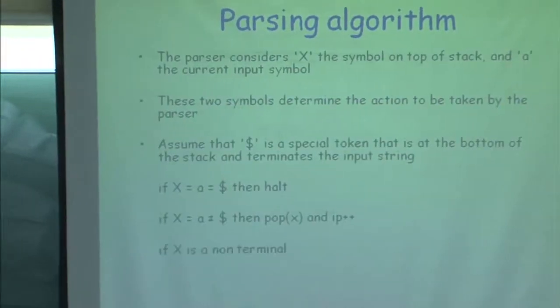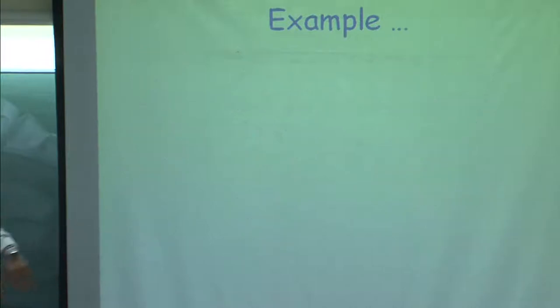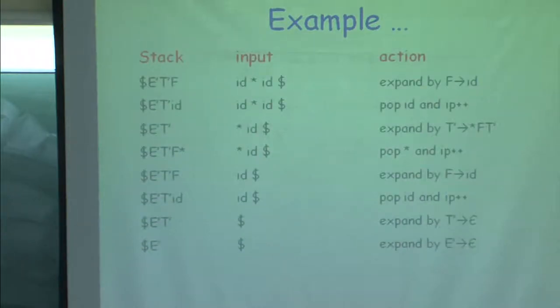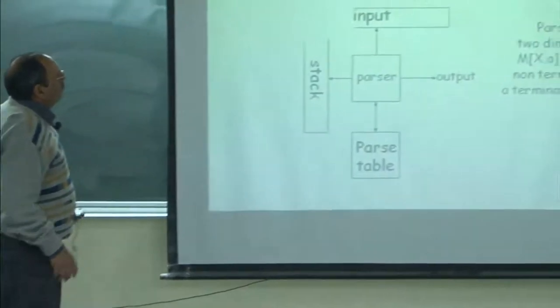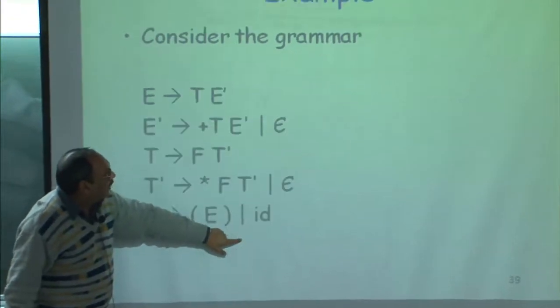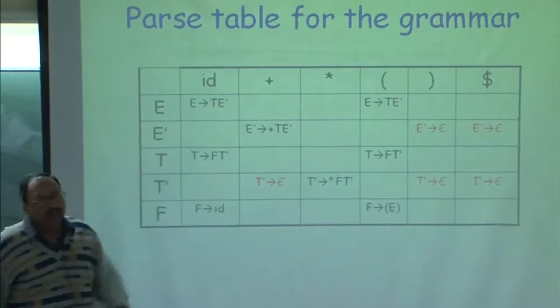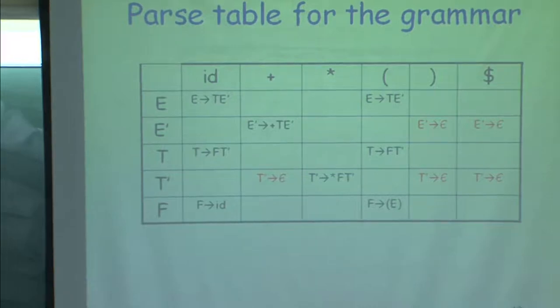Once we know what the algorithm is, we want to construct the table. We went through this example completely and finally reached a halt state where the top of stack was dollar and the input was dollar, and this is where the parsing terminates. So the next task in front of us is to construct the parse table. Let me go back to the parser once again. This is the parser, and we have discussed this algorithm. This parse table is the encoding of the grammar into a tabular form, and this is what we want to understand now: how we are going to take this grammar and convert it into a table.